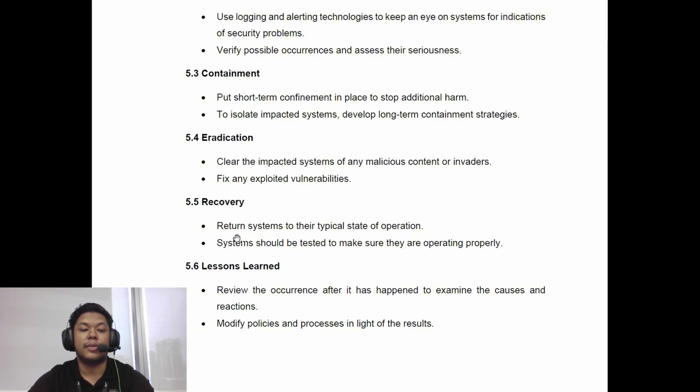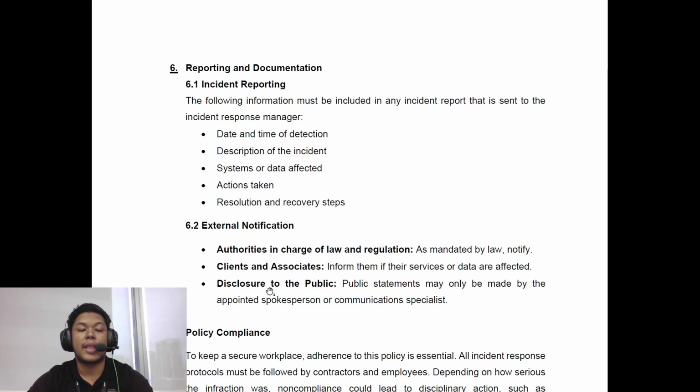Number 5 will be recovery. Return systems to their typical state of operation. Systems should be tested to make sure they are operating properly. And lastly will be lessons learned. Review the occurrence after it has happened to examine the cause and the reaction. Modify policy and process in light of the result.